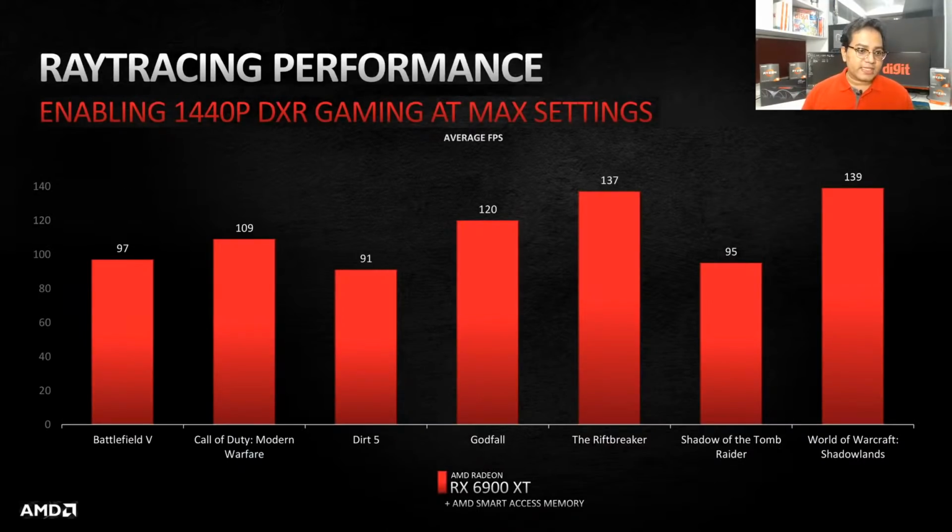Then we are going to see ray tracing performance. Previously we saw the ray tracing performance of the RX 6800 XT, and now we are looking at the 6900 XT's ray tracing performance. All these games have been run at 1440p resolution with smart access memory enabled. We see FPS values ranging from 91 all the way to 139. The games featured here include recently released titles as well as games that have been around for a while.